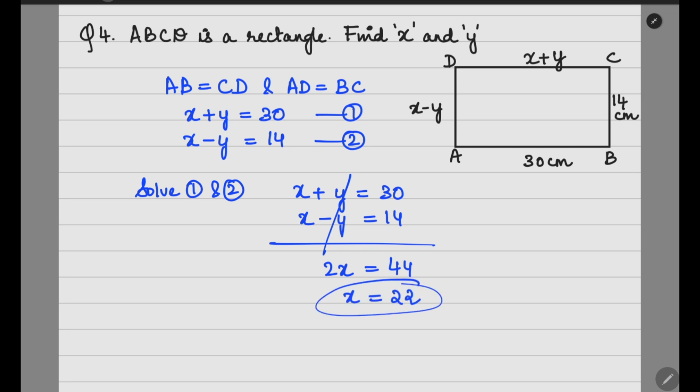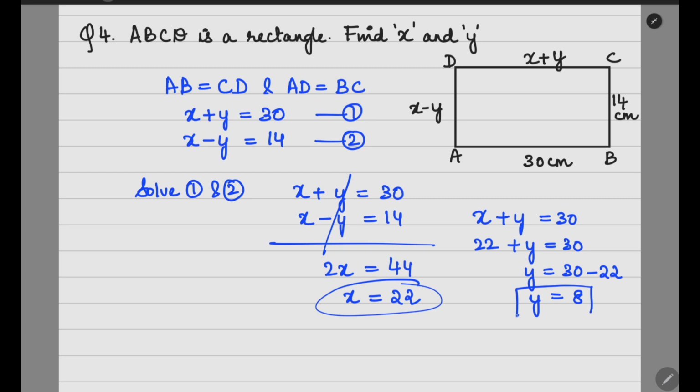This is x. And I'll put x in any one of the equations. So x is 22, plus y equal to 30. y is equal to 30 minus 22, which is 8. So x is 22 and y is 8. Therefore x is equal to 22 and y is equal to 8. This is the final answer.